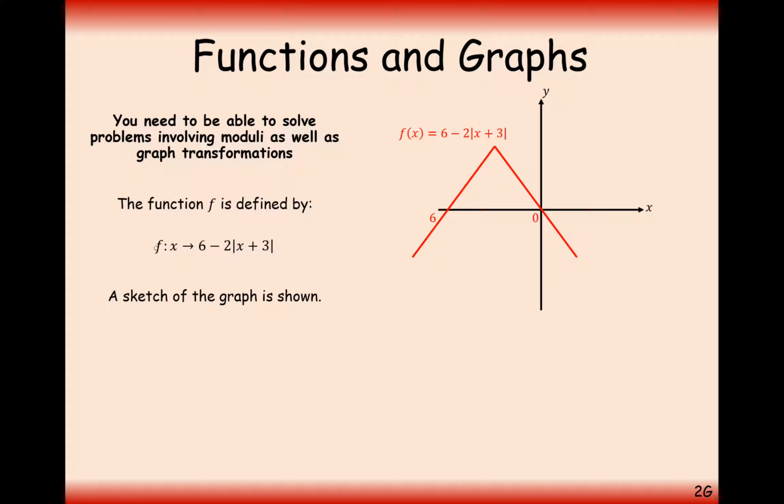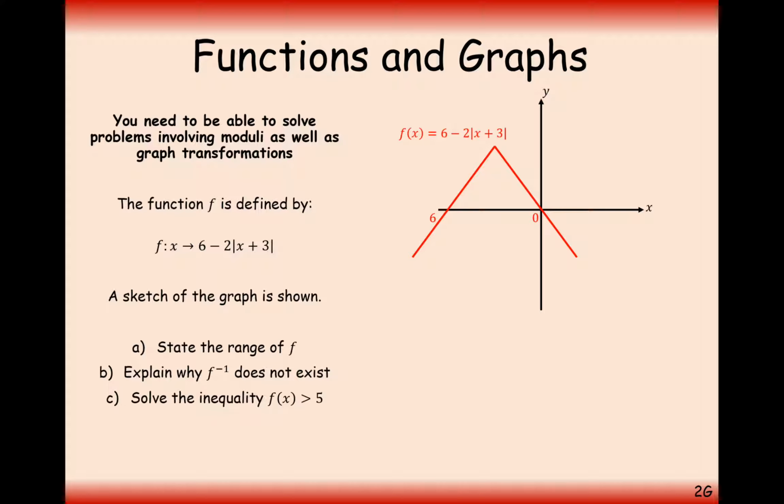Okay, final question then. So f of x in this case here is 6 minus 2 brackets x plus 3, and we're given the graph this time. State the range of f of x, explain why f inverse does not exist, and solve the inequality for x is greater than or equal to 5, greater than 5.